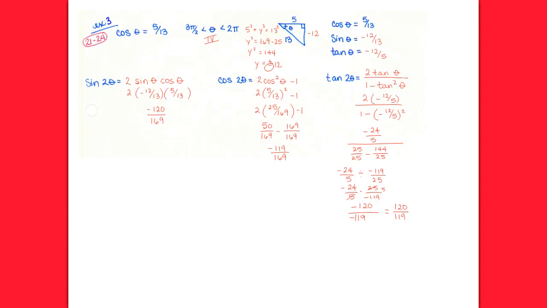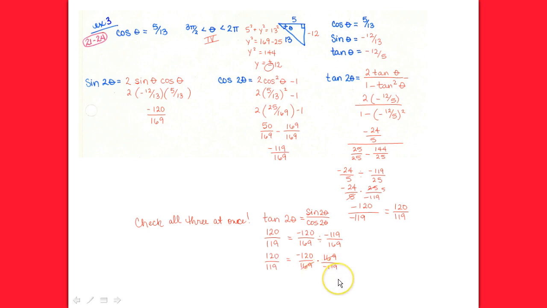Now, remember how tangent is sine over cosine? Tangent 2 theta is sine 2 theta over cosine 2 theta. So here's something cool that you can do. You can take the answer that you got for tangent, and it should be equal to the answer you got for sine divided by the answer you got for cosine. Again, when I'm dividing fractions, I multiply by the reciprocal, but sure enough, you'll notice that I get the same thing. So that just gives me a fast, easy way that I can check all 3 of my answers at one time and know that I'm on track.